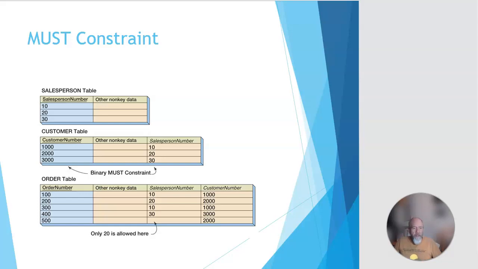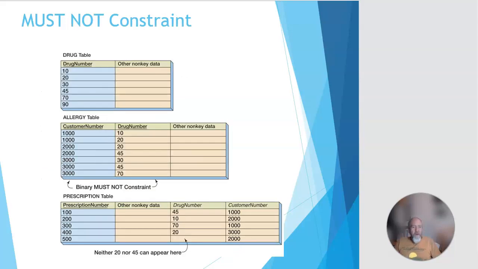So, in the third table, the customer number is 2000. Well, 2000 can only have the salesperson 20. So you must put 20 there. No other choice. Must not, well, it's exactly the same thing.